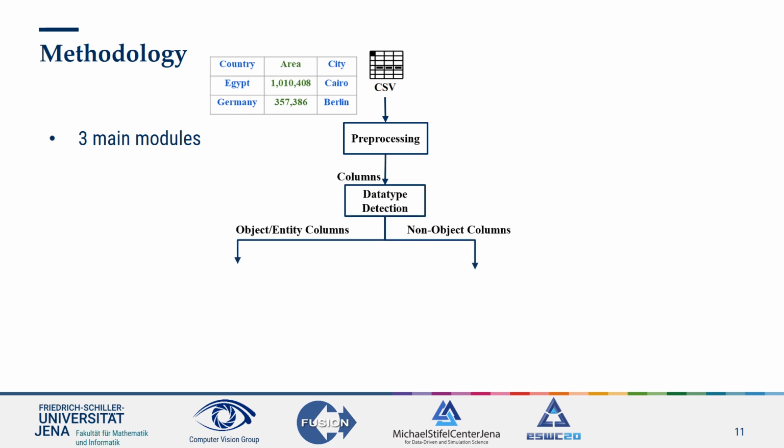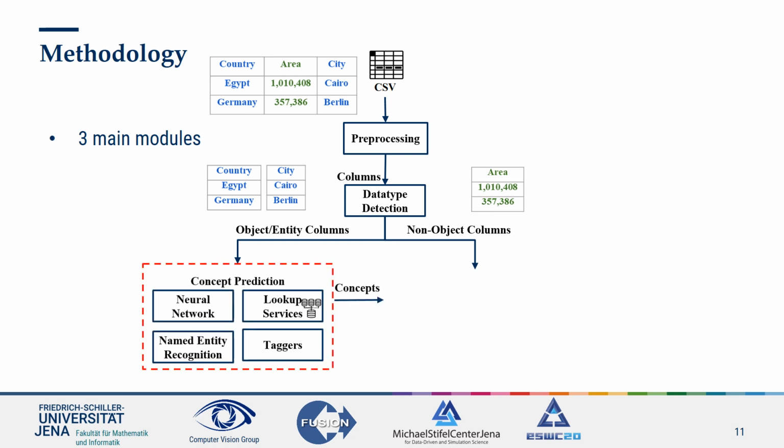The extracted columns shall be divided into object and non-object columns, where object or entity columns could be defined as columns that might have entries on a knowledge base like Wikipedia. In our example here, country and city are the object columns. Meanwhile, the area column is the non-object column.